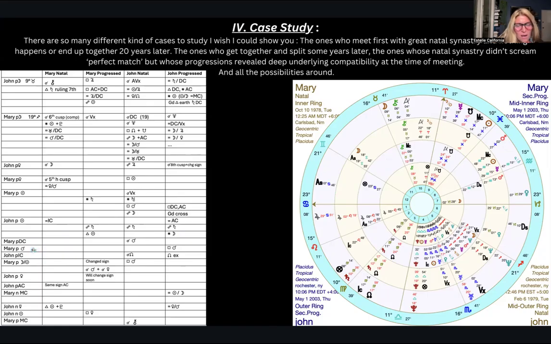Mary's progressed Mars here is almost exactly square John's natal Mars. Look at that. Desire, desire, tension.